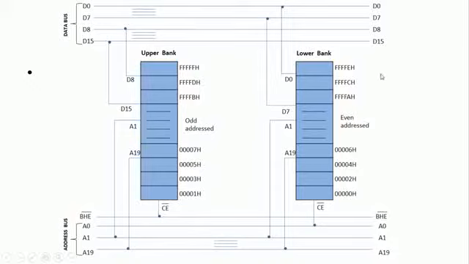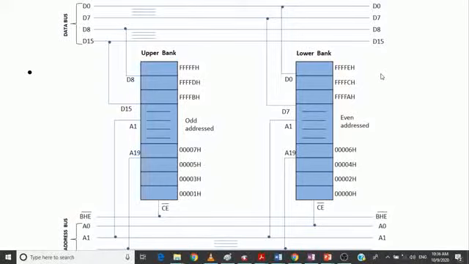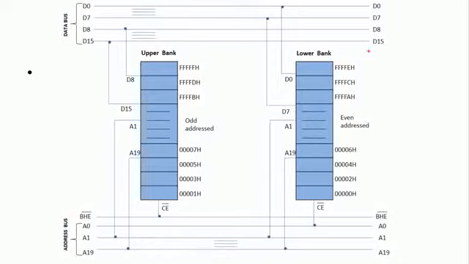Okay. Now I would like to read 8-bit information from the microprocessor using the direct addressing mode of operation. For that, I am writing MOV AL, [1234h]. This is an example which is there in your textbook.